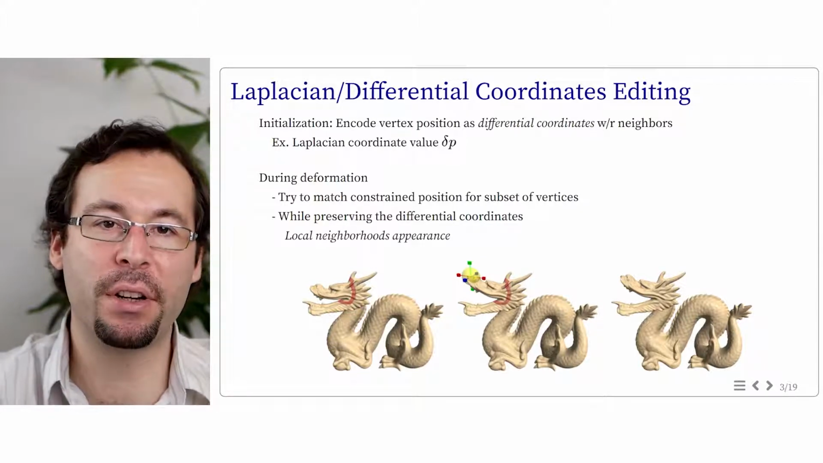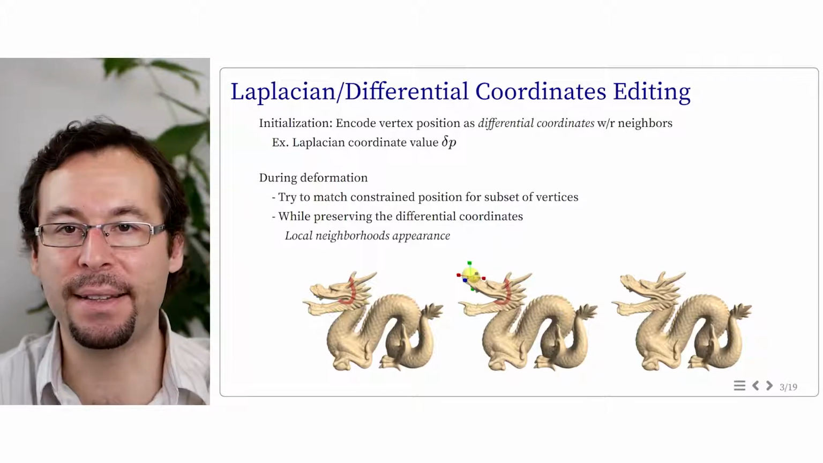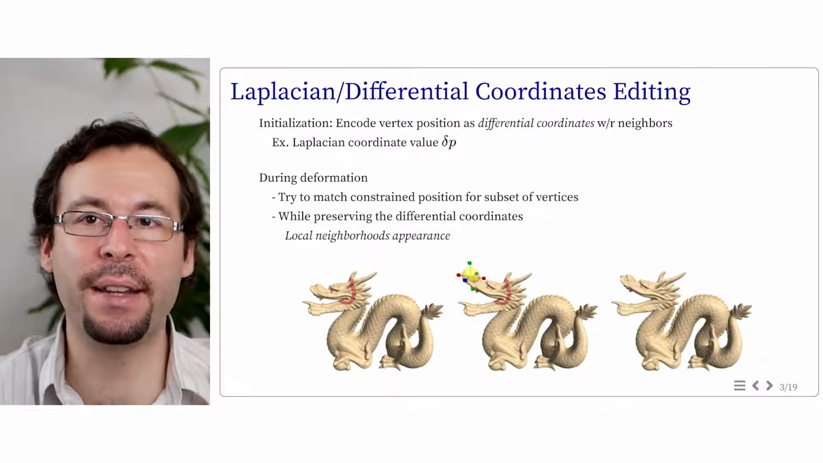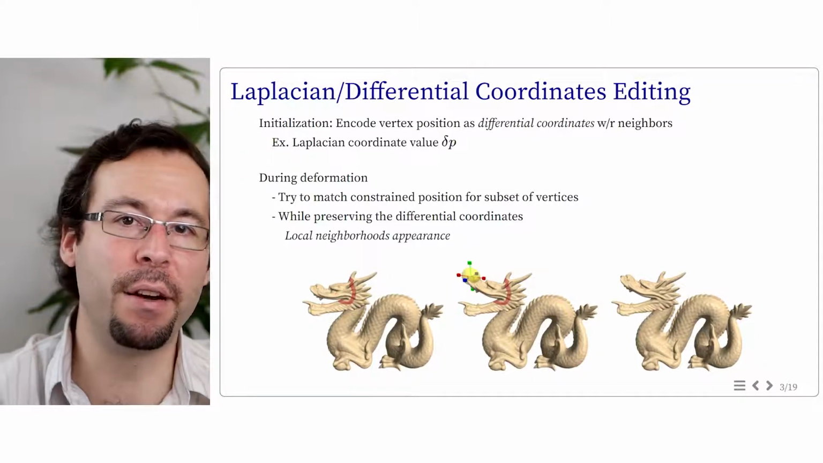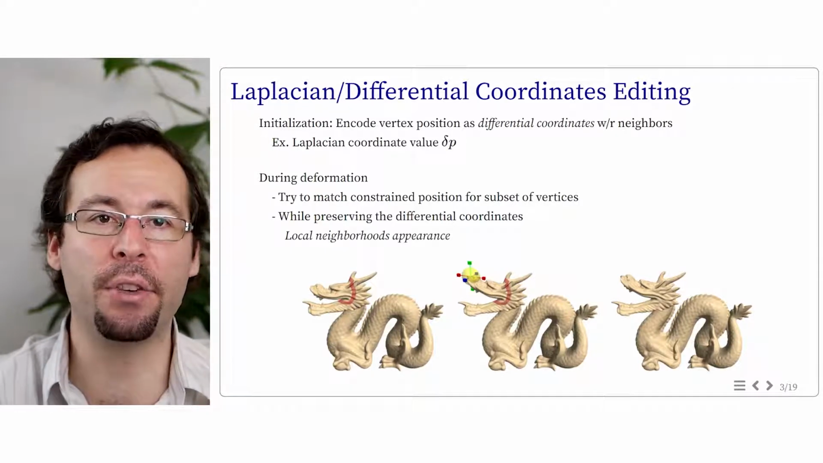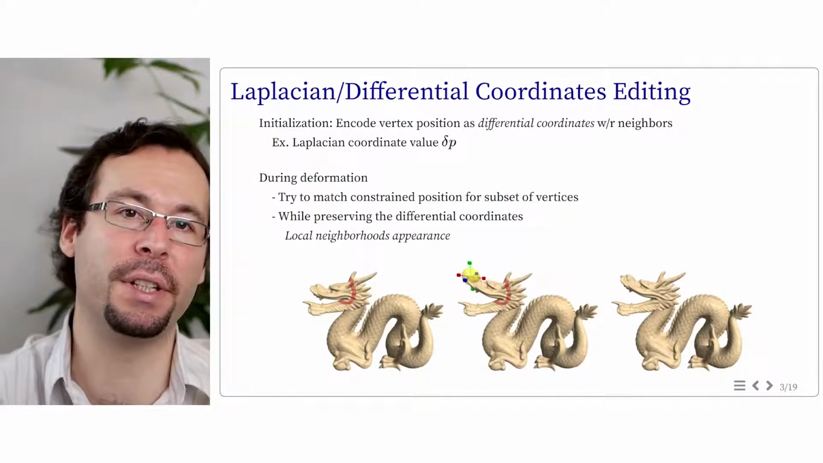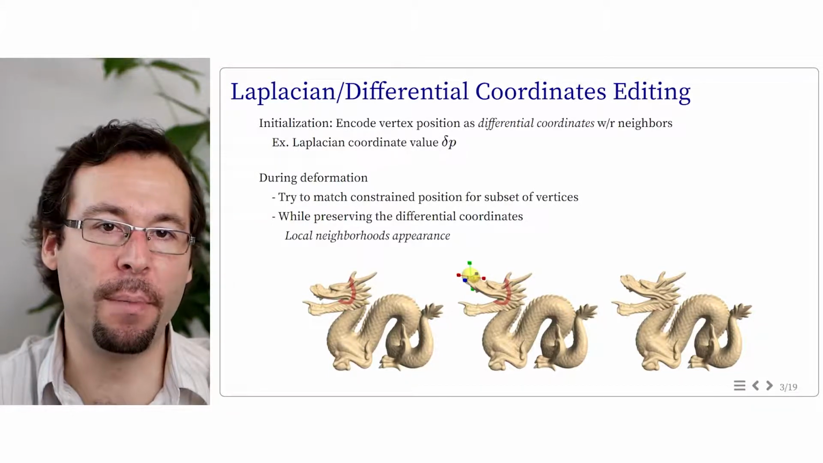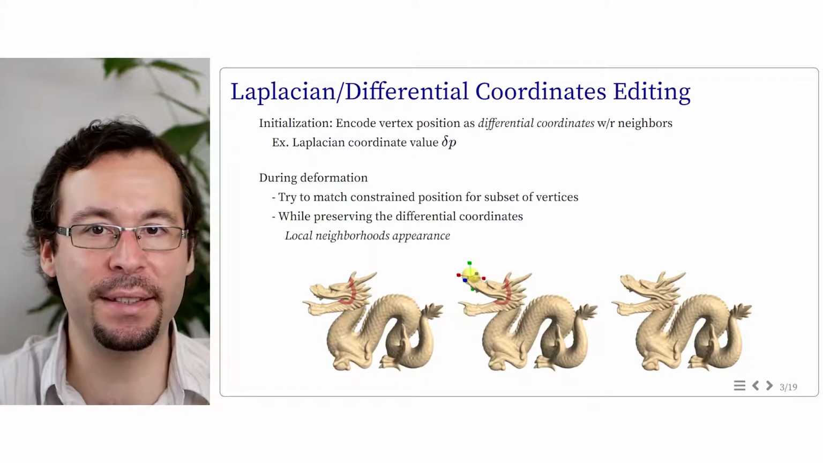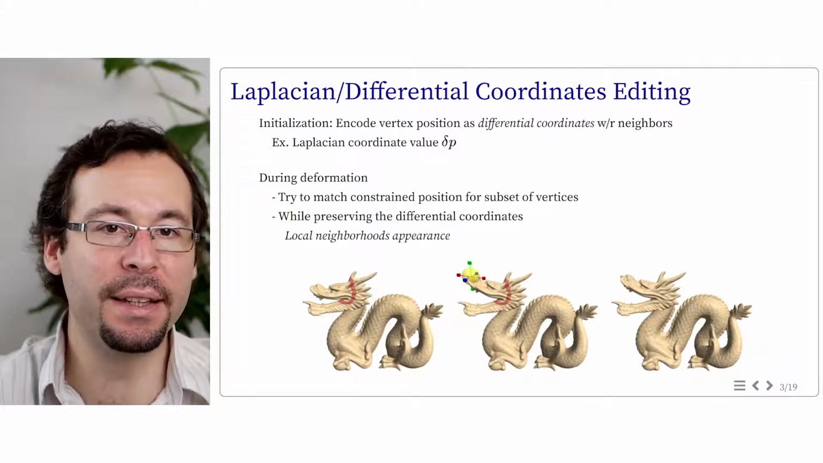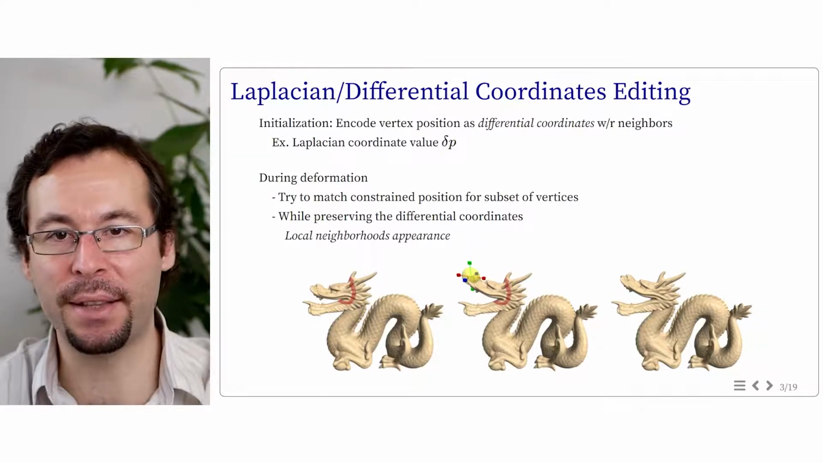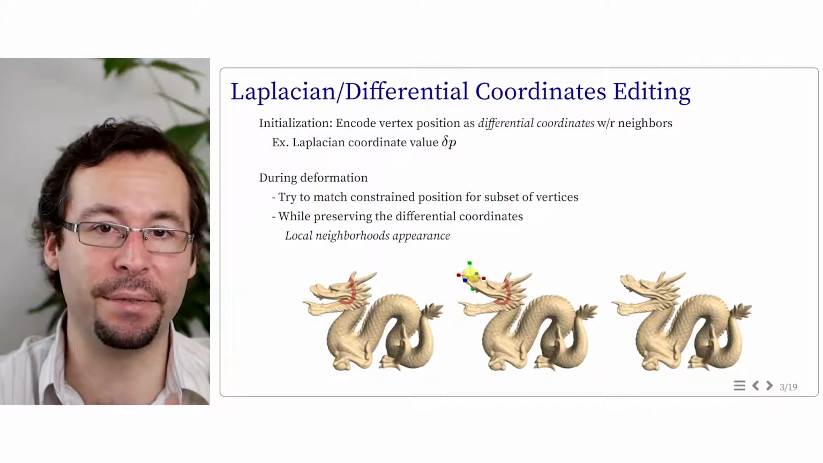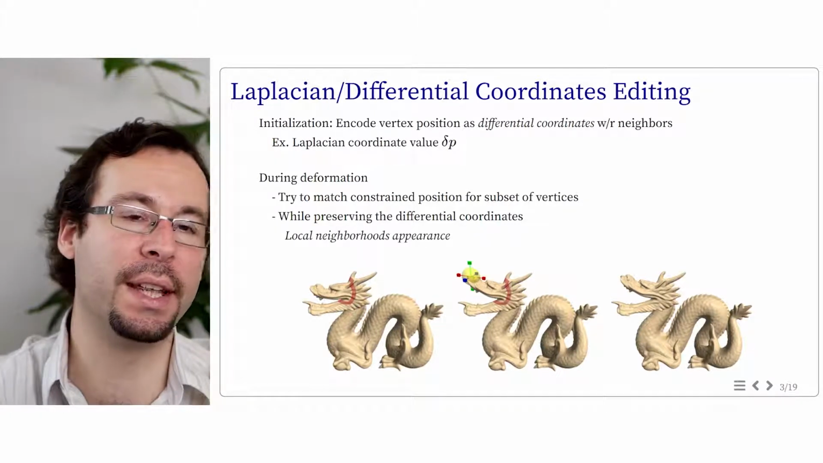One possible differential coordinate is the so-called Laplacian coordinate that I write delta p. During the deformation, a subset of vertices are constrained with respect to their coordinates, while the other vertices are optimized to try to preserve as best as possible their differential coordinates to keep their local appearance. We can see an example at the bottom, where the red lines are fixed vertices and the yellow marks indicate some vertices constrained to be displaced. The rest of the head is deformed such that the constraints are satisfied while preserving the local coordinates.